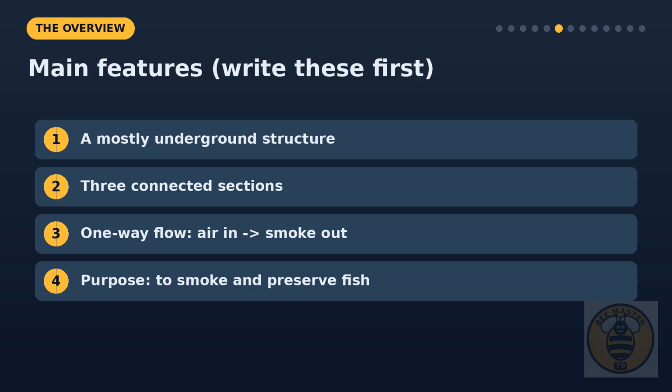From that, the overview writes itself. The smokery is mostly underground. It has 3 connected sections. There is a single one-way flow, air in, smoke out, and the whole purpose is to smoke and preserve fish. Capturing these main features first is what lifts your task achievement score.